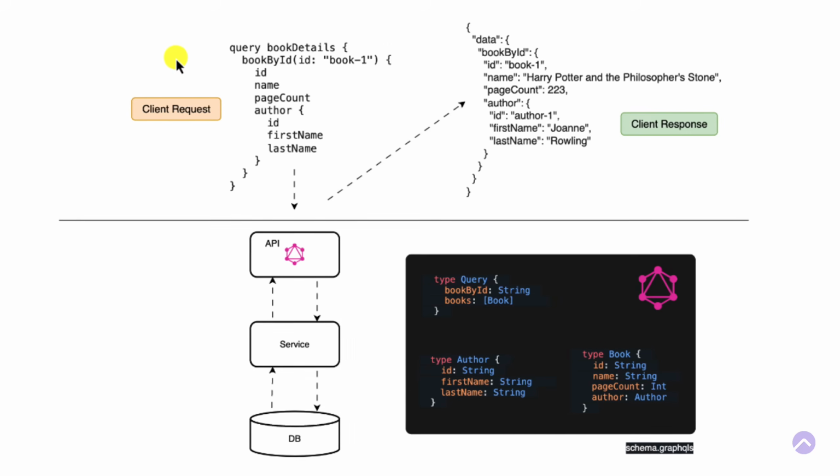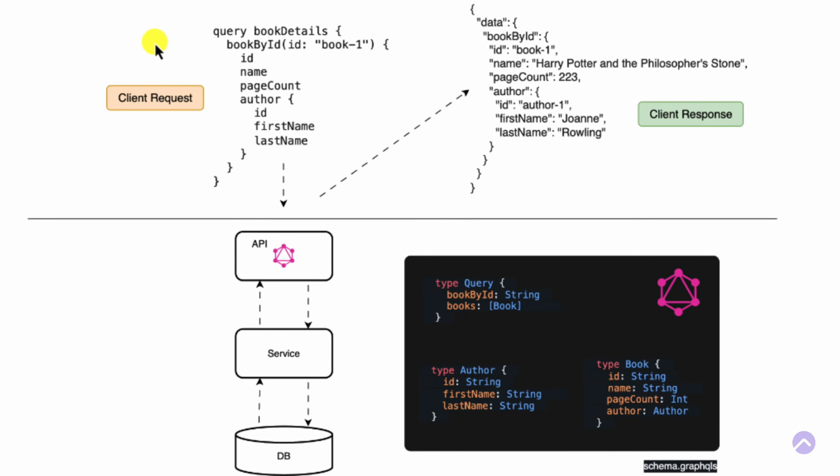In this course, I'm going to show you how to build a backend API using GraphQL and Spring Boot. And then towards the end, I'm going to show you how to build the front-end UI using Next.js, React, and Tailwind CSS to consume that data.